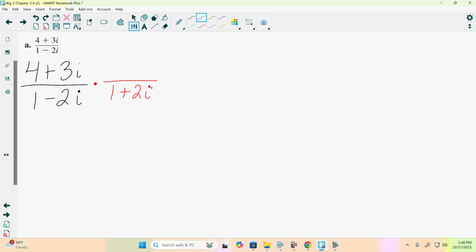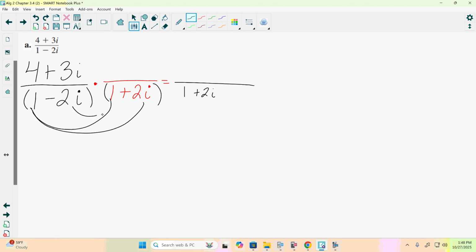So the denominator is 1 minus 2i. So we're going to multiply by its conjugate 1 plus 2i. So on bottom, we're going to distribute out. 1 times 1 is going to give us 1. 1 times 2i is going to give us plus 2i. Negative 2i times 1 is going to give us negative 2i. And negative 2i times 2i is going to be negative 4i squared.